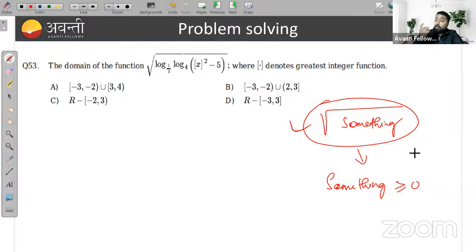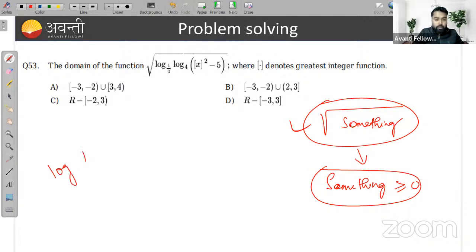What is domain? Set of all outputs. That means, sorry, set of all inputs. That means the set of all values of x for which the function is defined. So if we use this rule, then we can find the domain of this given function. Here, what we have under the root, that is log of the greatest integer of x square minus 5 to the base 4, to the base 1 by 3, must be greater than or equal to 0. Clear? Clear or not? Yes? Okay.